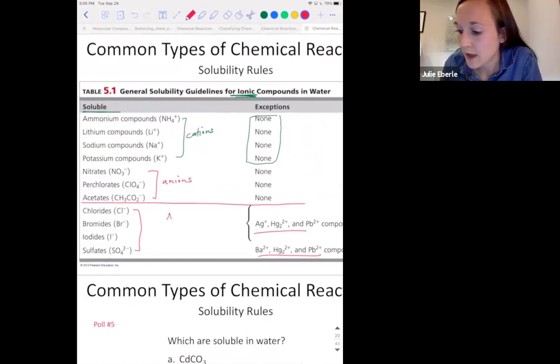If you have Ag, which forms a +1 charge, and Cl, if that is your compound, usually because chloride is your anion here, it would be soluble, but because silver is your cation, this would form a precipitate. This would form a solid, so it'd be insoluble.